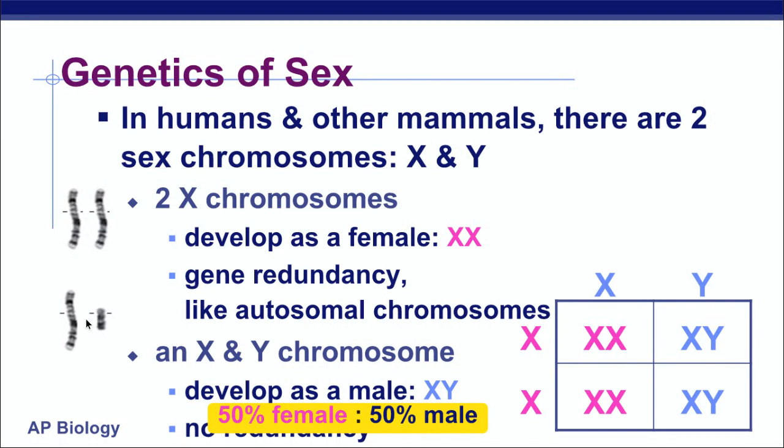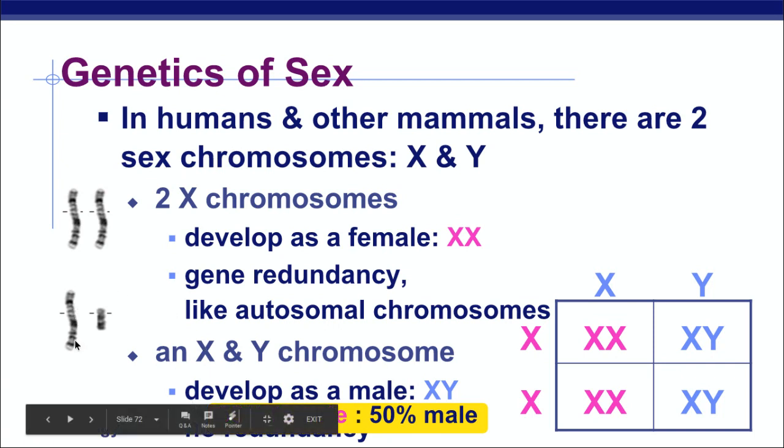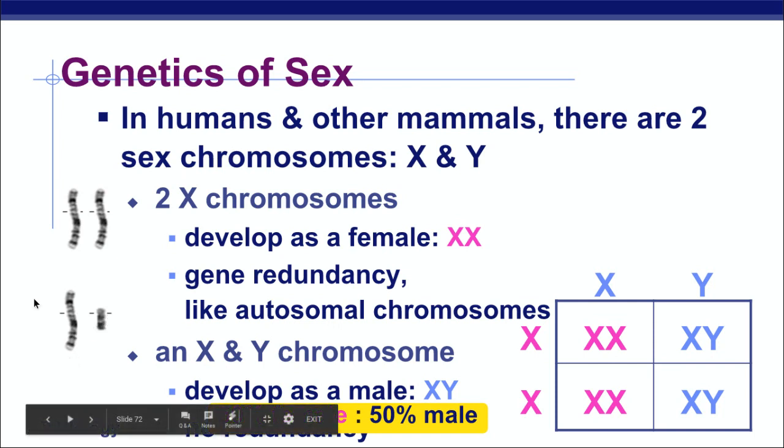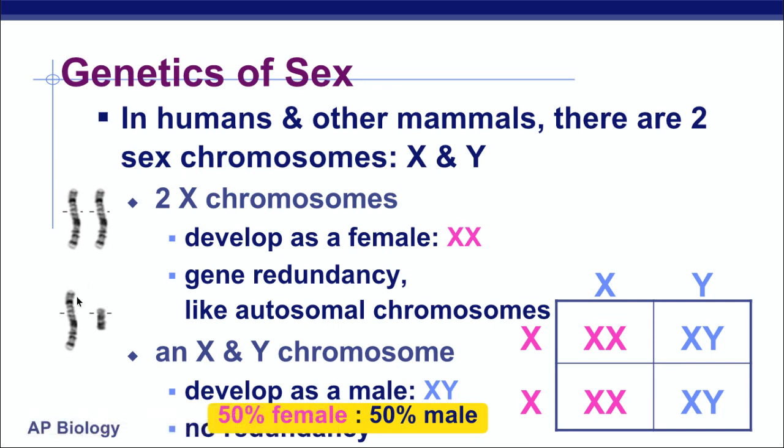In this case, though, because these are different chromosomes, they're not the same chromosome, we're not going to have gene redundancy, because the genes encoded for on the X are different than the genes encoded for on the Y. And you can tell that there are going to be a lot more genes encoded for on the X and very few genes encoded for on the Y based on the size.